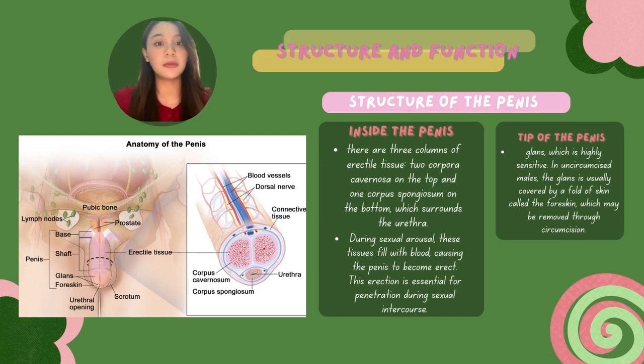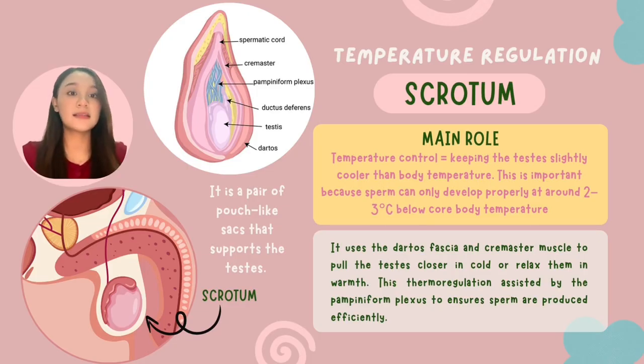At the tip of the penis is the glans, which is highly sensitive. The glans is covered by a fold of skin called the foreskin, which may be removed through circumcision. Now let's take a look at the scrotum. It is a pouch-like sac that supports and protects the testes.